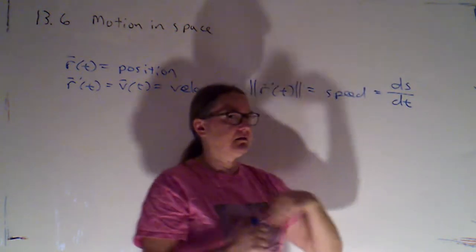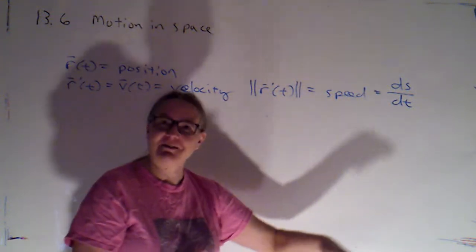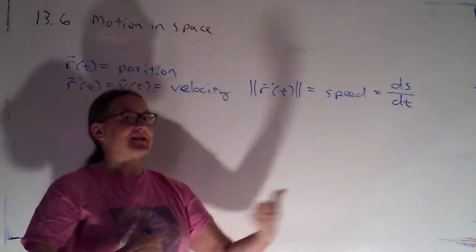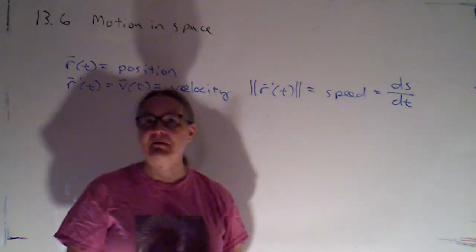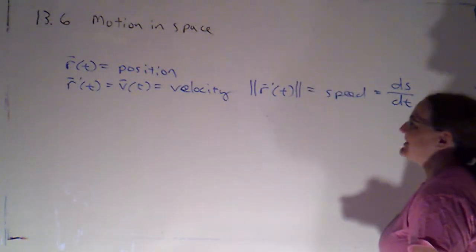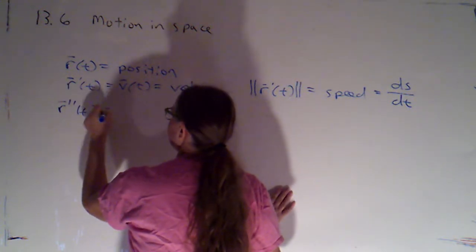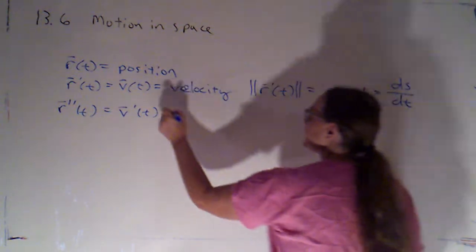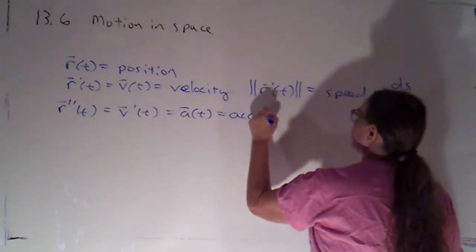Of course, the length of the curve, if it's a position function, that curve is the path that we're traveling, so the length of the path that we travel is the distance that we travel. And the rate of change of that with respect to time, we call that speed. Then we also have that the second derivative of position, which would be the first derivative of velocity, I can call that a of t for acceleration.